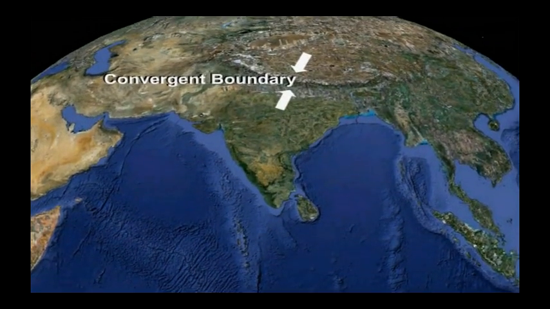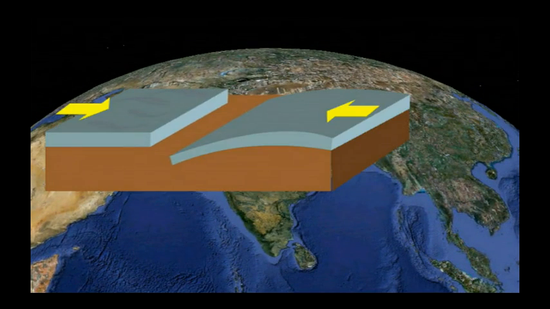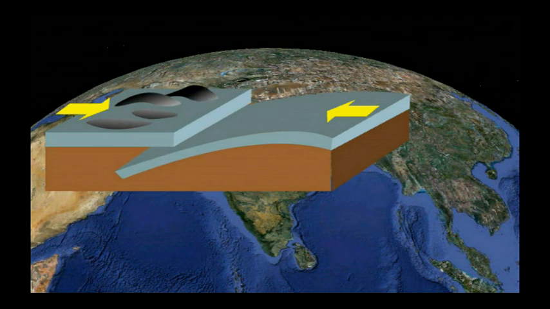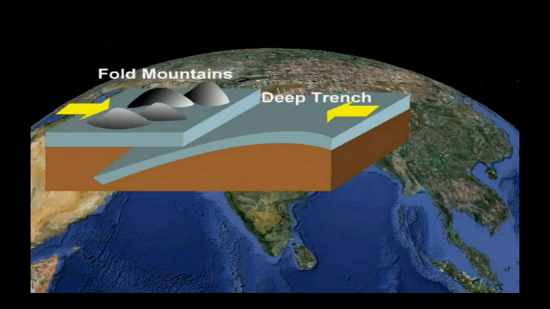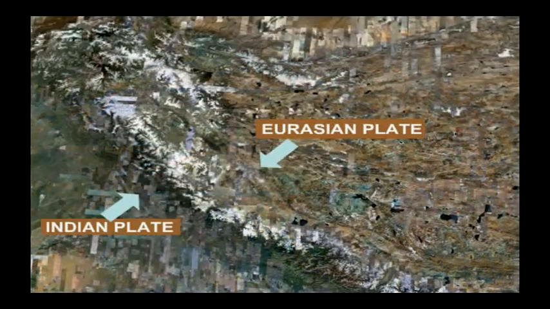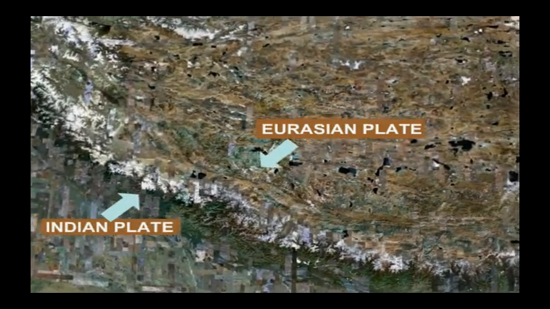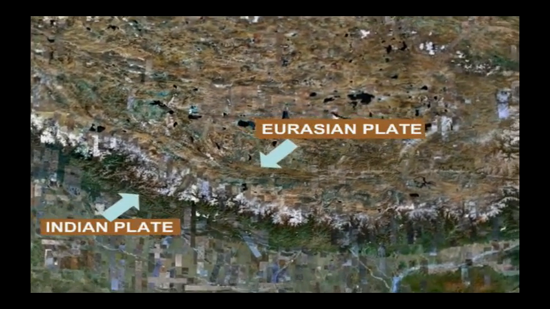Convergent boundary is exactly opposite of divergent boundary. Here, the plates move towards one another from opposite direction. On collision, one plate subducts beneath the other. Distinct physical feature on convergent boundary is either the presence of fold mountains or deep trenches. The Himalayan mountain range on the northeast of India resulted from subduction of Indian plate beneath the Eurasian plate along the convergent boundary.